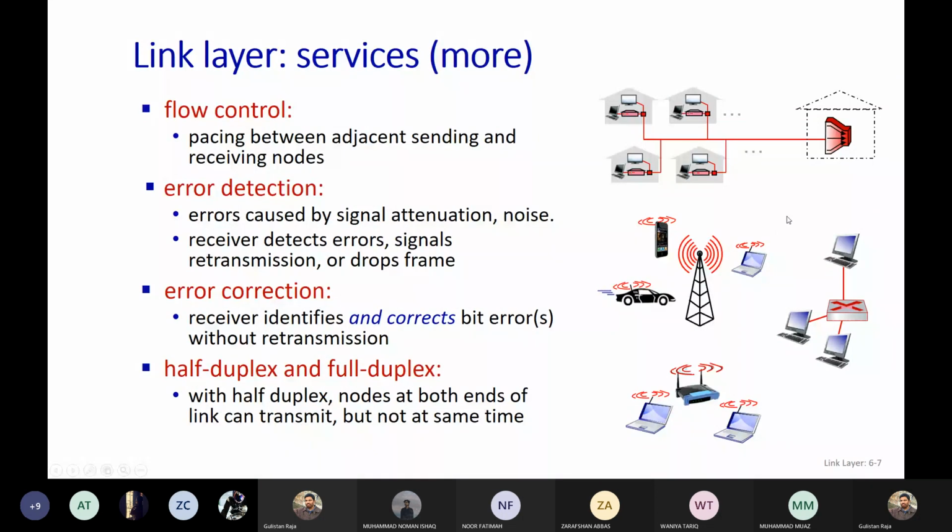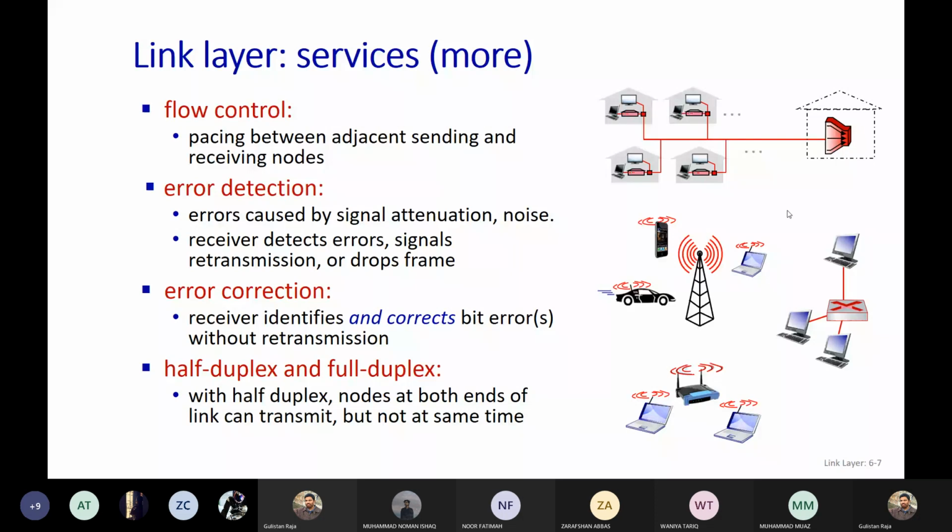Now we'll talk about further additional services. Flow control. I hope you know the definition of flow control. This is also being provided by the link layer. It can be provided by the link layer, for a fast sender and slow receiver, between adjacent sending and receiving nodes. And next is error detection: errors may be caused by signal attenuation and noise. So we need to detect errors, and detection does not involve correction.